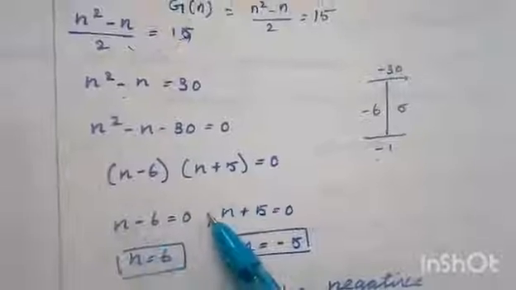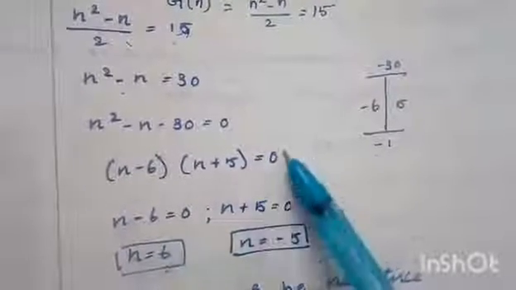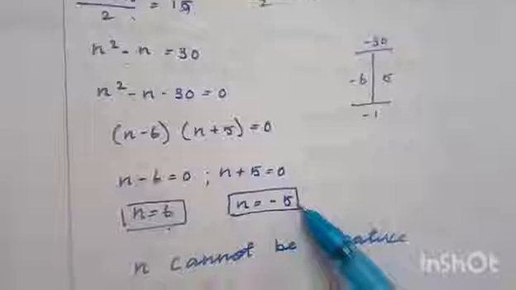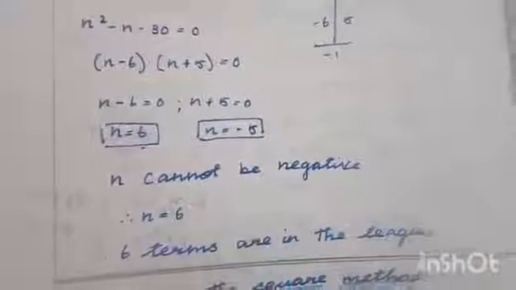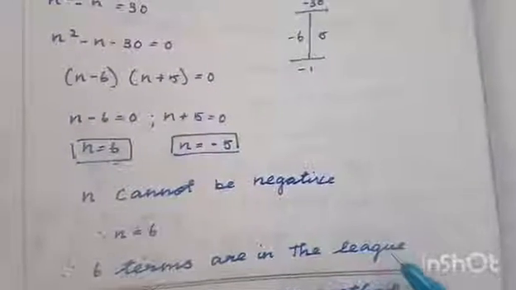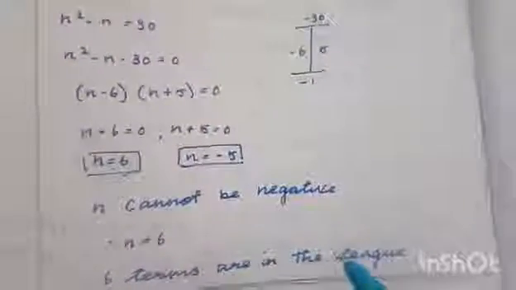So n minus 6 is equal to 0, so that is n equal to 6. n plus 5 equal to 0, that is n equal to minus 5. n cannot be negative, so n equal to 6. Therefore 6 teams are in the league. How many teams are in the league? 6 teams are in the league.